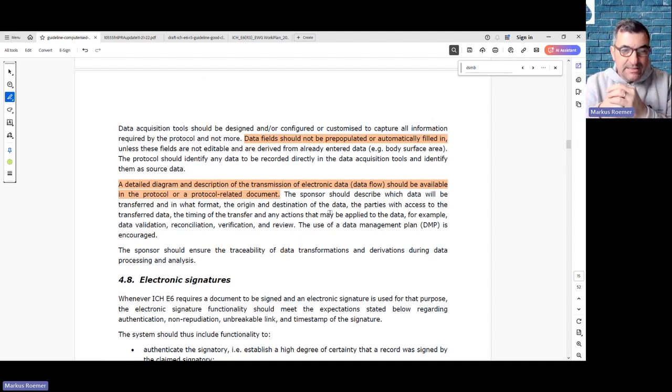A detailed diagram and description of the transmission of electronic data, the data flow or data flow diagram, should be available in the protocol or the protocol-related documents, the study protocol. Often I'm searching for that and I don't find anything. Even in the protocol, it's not written down which equipment and systems will be used. So here's a detailed diagram and description of the transmission of electronic data. That's important later when we talk about your monitoring plan. We will have a view into that also.